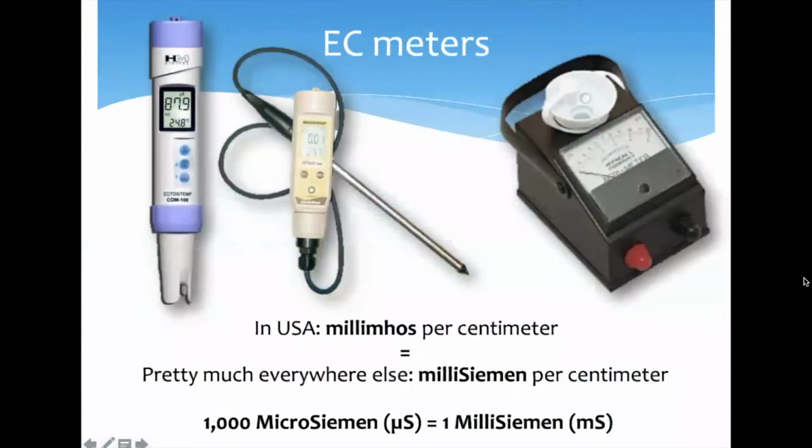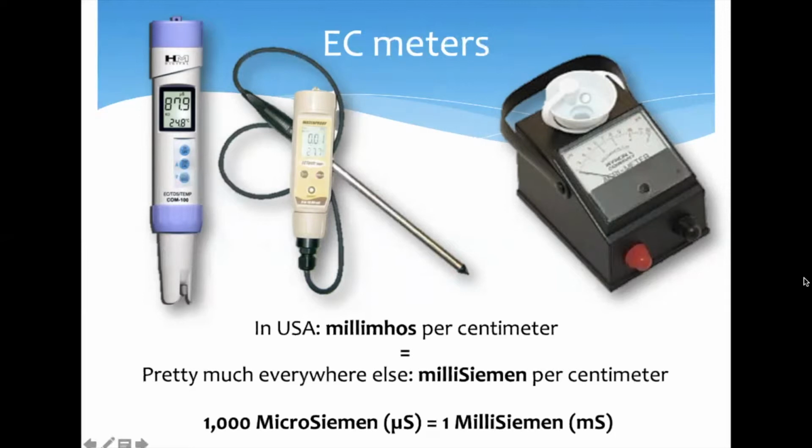So here's just a couple different electrical conductivity or EC meters that you can use. The one to the left is almost like a pen that you could take. It's very mobile, which is nice. So you could take this into the field and do an EC test very easily. We are going to be using a meter such as this one, just because it's very easy to calibrate and it's very easy to use.